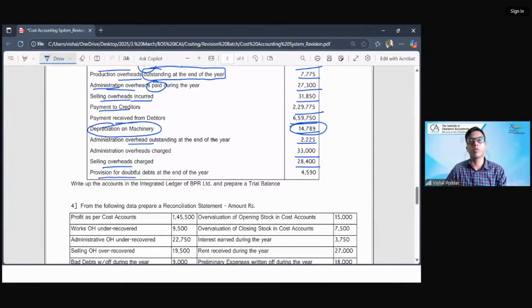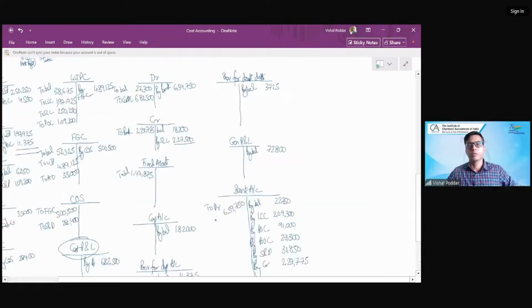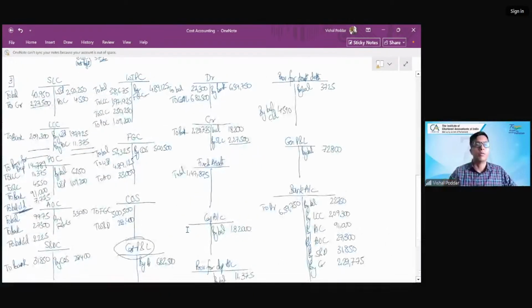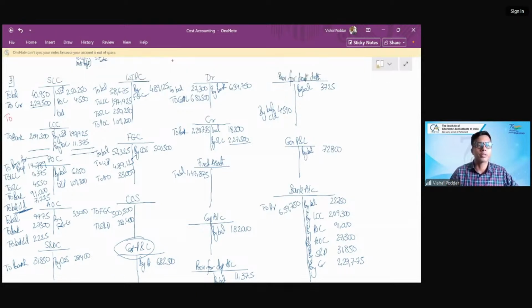Now, provision for doubtful debts at the end. This is your RDD at the end, 4,590. So 4,590 is your balance carried down because it is at the end. Correct? Now, once all postings are done, we will do the balancing. So here you will have the balance, balance carried down.